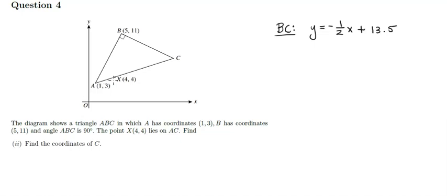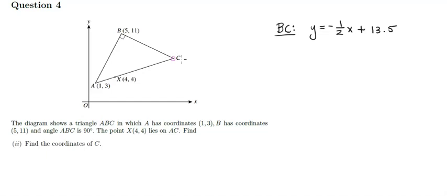So this is part 2 of question 4. In part 1 we found the equation of BC, which is y equals minus a half x plus 13.5. So we're asked to find the coordinates of C, which is this point here.